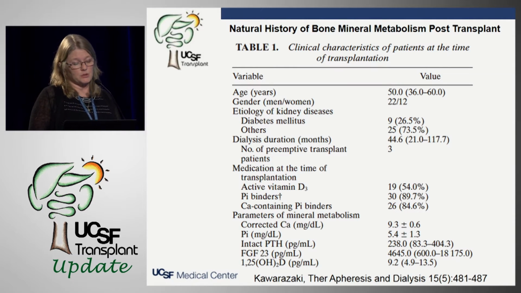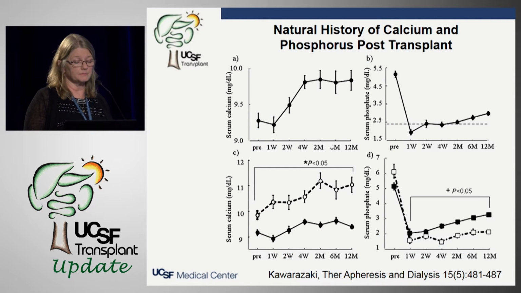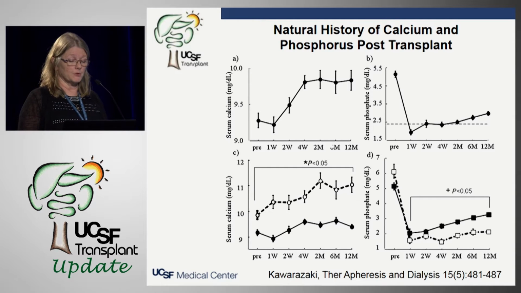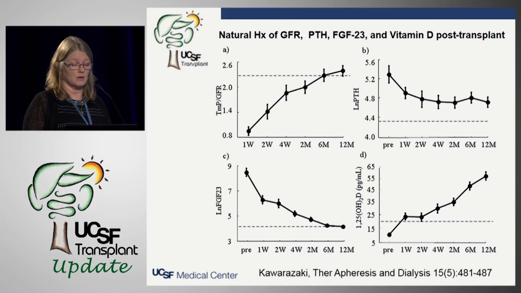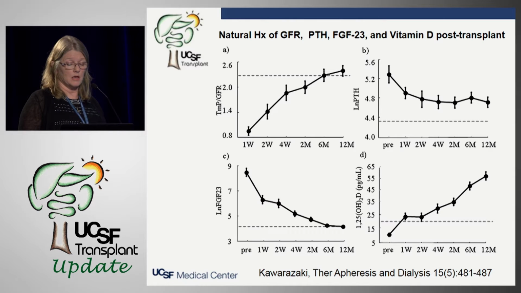So this study out of Japan looked at the natural history. They did nothing to intervene. They just monitored these patients for a year and looked at their characteristics. Most of these people had been on dialysis for about 3.5 years, mostly in their 50s, a typical population. They looked at what happened to their calcium and phosphorus over time, and as we see, phosphorus plummets after transplant, down into the low 1s, almost up to 2, and then stabilizes. They looked at what happened with their GFR, their FGF23, their PTH levels, which did come down, and their vitamin D levels, which did come up. So this is natural history with no intervention.